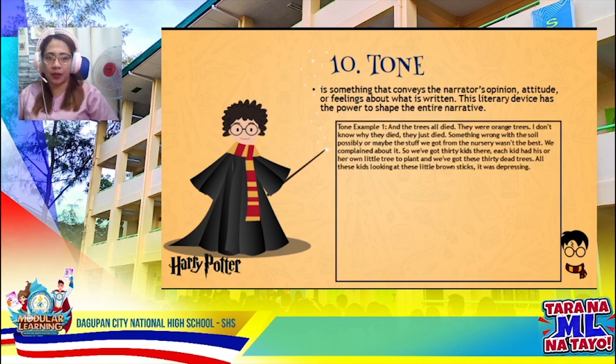And the trees all died. They were orange trees. I don't know why they died. They just died. Something wrong with the soil possibly, or maybe the stuff we got from the nursery wasn't the best. We complained about it. So we've got 30 kids there. Each kid has his or her own little tree to plant, and we've got these 30 dead trees. All these kids looking at these little brown sticks, it was depressing.